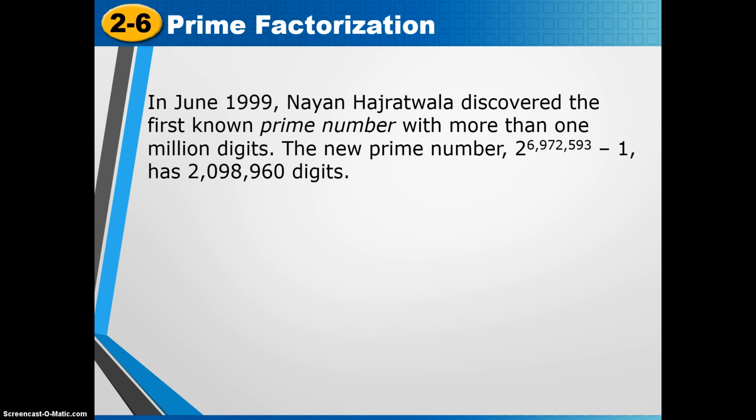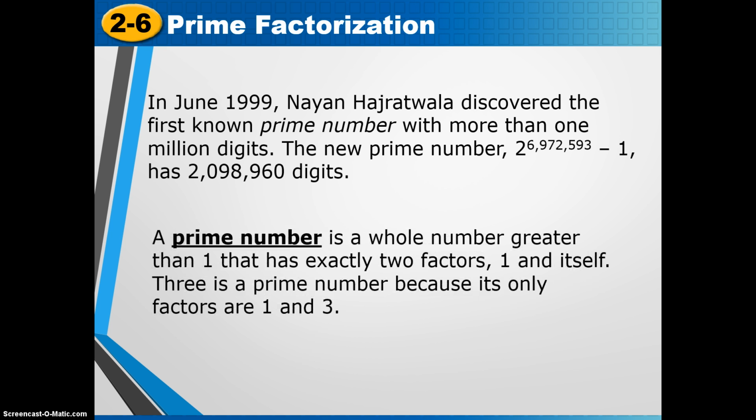In 1999, a gentleman from India, whose name I will not try to pronounce, discovered the largest prime number so far known to man, and if you look at that number, that is a 2 with a gigantic exponent. The exponent is 6,972,593. So once you get that number and subtract 1, you have his prime number, and by the way, that number is over 2 million digits, which is incredible to think about. A 2 million digit number that's only divisible by 1 and itself.